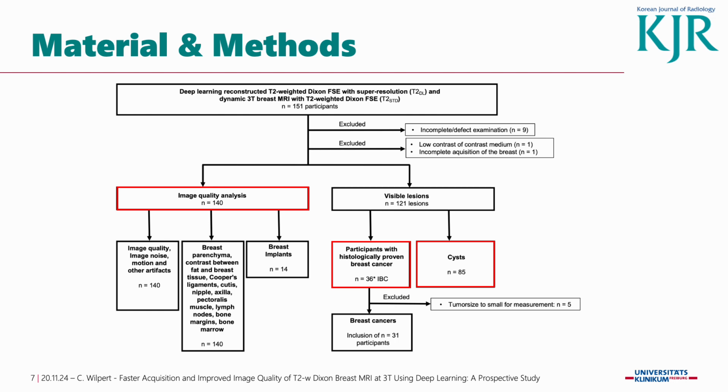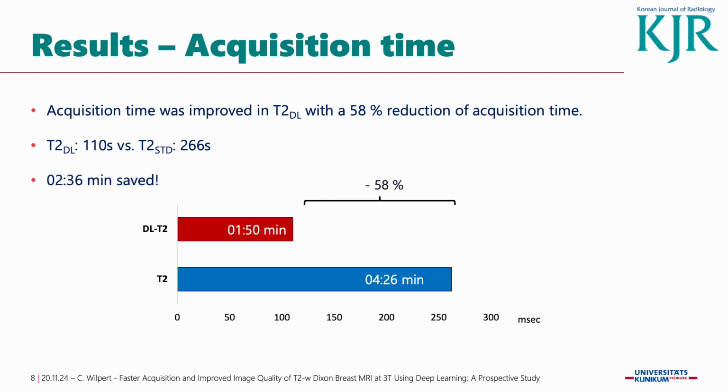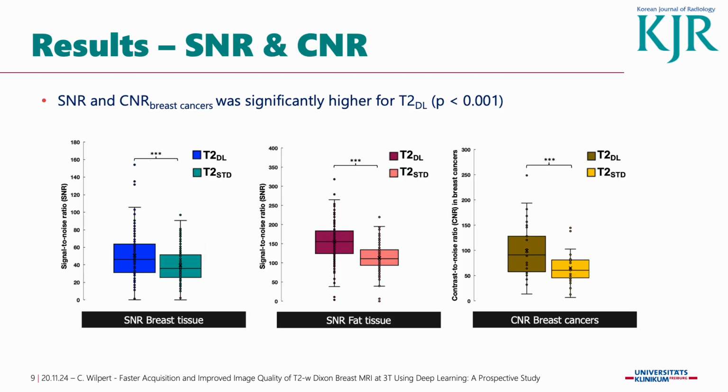Overall, we had 140 images analyzed for quality, and 36 patients with a histologically proven breast cancer, 85 patients with cystic lesions. The acquisition time was improved by 58% and 2 minutes 36 seconds were saved. So we had 1 minute 50 for the deep learning sequence and 4 minutes 26 for the standard sequence.